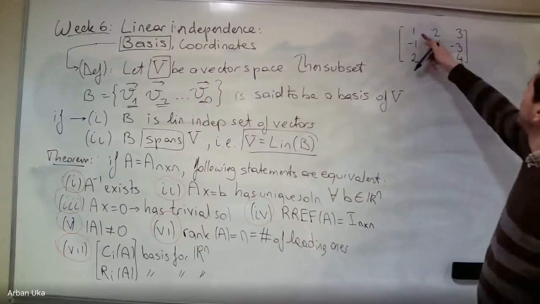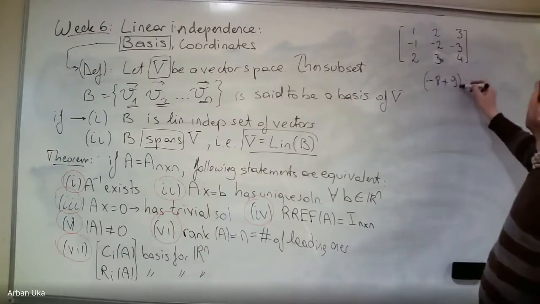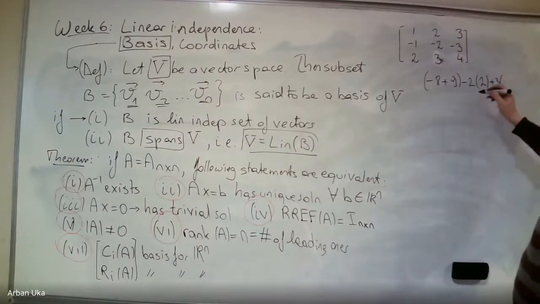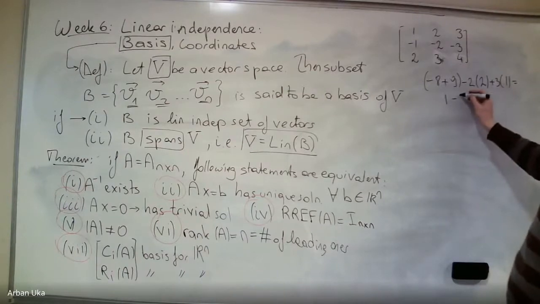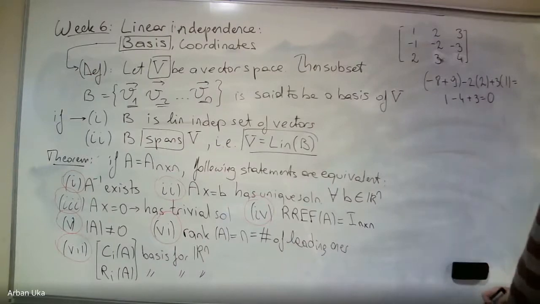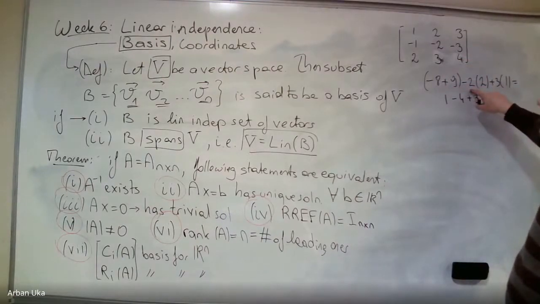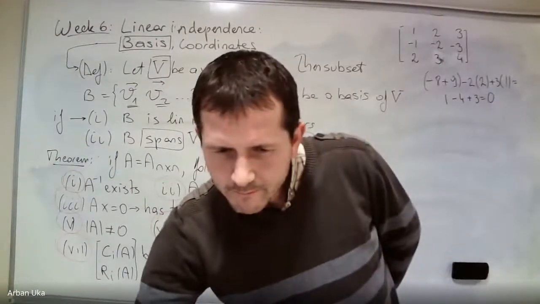Now, what is the determinant here? This is 1 times minus 8 plus 9, minus 2 times minus 4 plus 6, plus 3 times minus 3 plus 4. So this is equal to 1 minus 4 plus 3. Is it really 0? Can you check this? Minus 8 plus 9. I really tried to make up a linearly independent set. Wait a second. Okay.